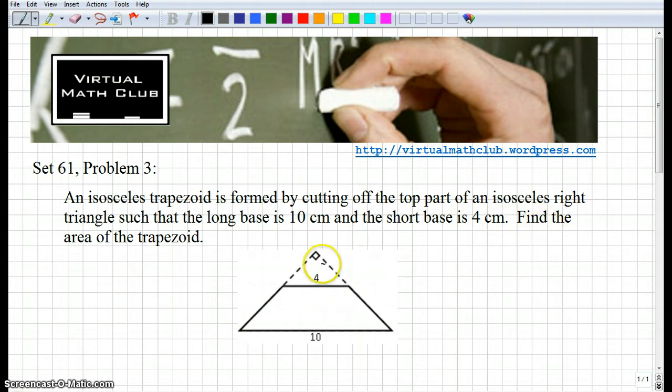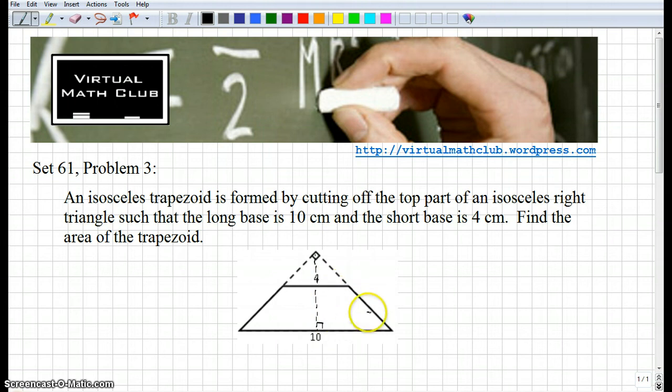Alright, so we start out with this isosceles right triangle and we chop off the top so that the top base, the short base, is 4 and the long base is 10. Okay? So what I'm going to do is split the original triangle in half. I'm going to draw a little dotted line down here, drop an altitude, which splits it in half. So this is a right angle.